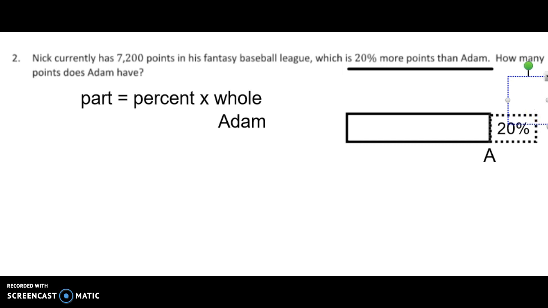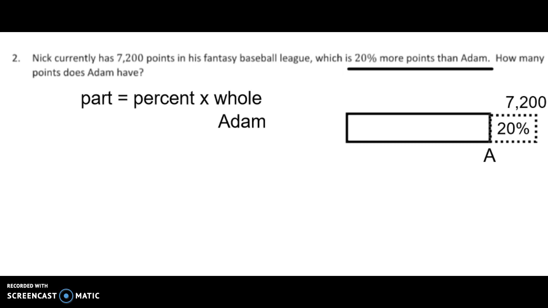And we know that Nick has 7,200 points. Now this does make sense in the problem because if it says that Nick has 20% more points, doesn't that mean that Adam has a smaller number of points? The number we're looking for is less than 7,200.